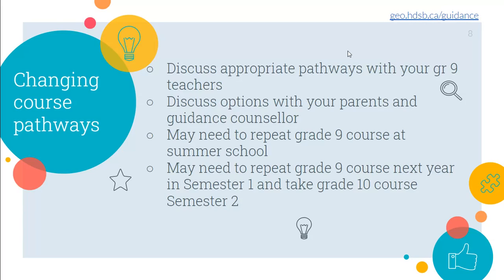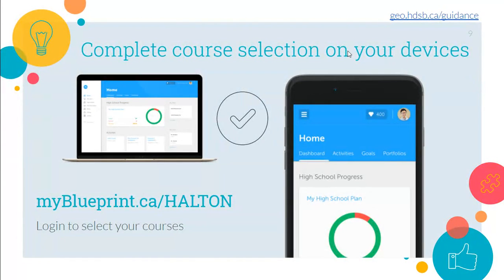It's important to talk with your parents about changing course pathways, and of course us in the guidance office, as we would be the ones to make further recommendations and how that would impact your schedule in future semesters or quadmesters. So for instance, you may need to repeat a grade 9 course at summer school in a different level in order to then have the prerequisite needed for the grade 10 version. Or you may need to repeat a grade 9 course next year, for instance, in semester 1, so then you could take the grade 10 course in semester 2. Those would be some of the ways that you could change course pathways.